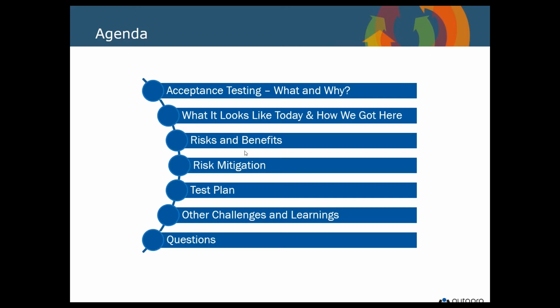So here's an agenda for what we're going to be covering today. We're going to start out with acceptance testing. What is it and why do we do it? A little bit of a history lesson, what it looks like today and how we got here. Talk a little bit about the risks and benefits of the ways that we currently do acceptance testing and how to mitigate some of those risks.